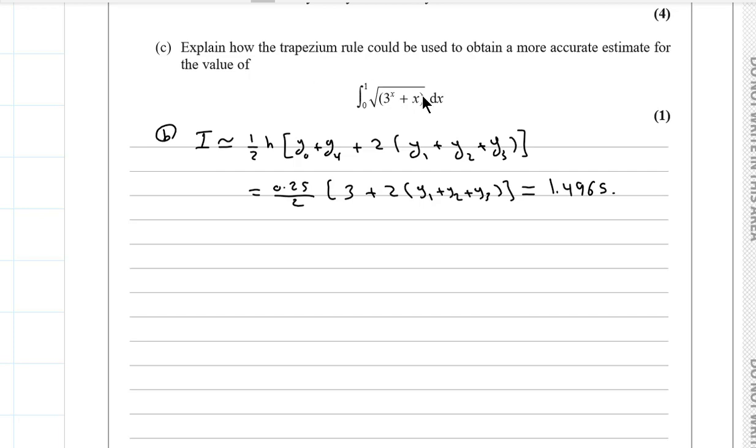C. Explain how the trapezium rule could be used to obtain a more accurate estimate for the value of this integral. We have many answers, but the simplest one, we can say we can decrease the value of h, or you can say h is the strip width, okay.